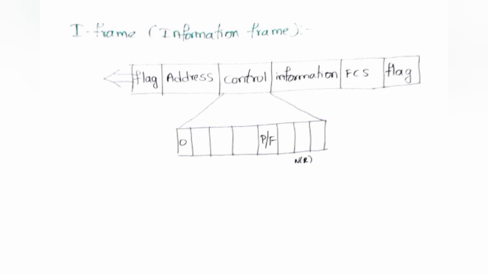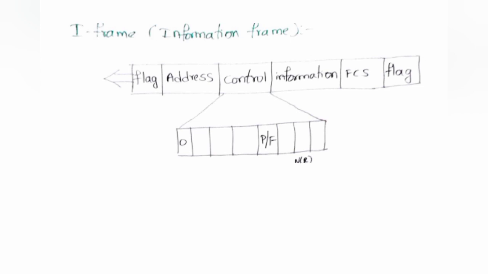And the next one is P/F, that is poll or final. It is a single bit with a dual purpose. We use poll when the frame is sent by the primary to the secondary station, and final is used when the frame is sent by the secondary to the primary station. And the last one is N(R). N(R) corresponds to the value of the acknowledgement when piggybacking is used. So this is regarding the information frame.